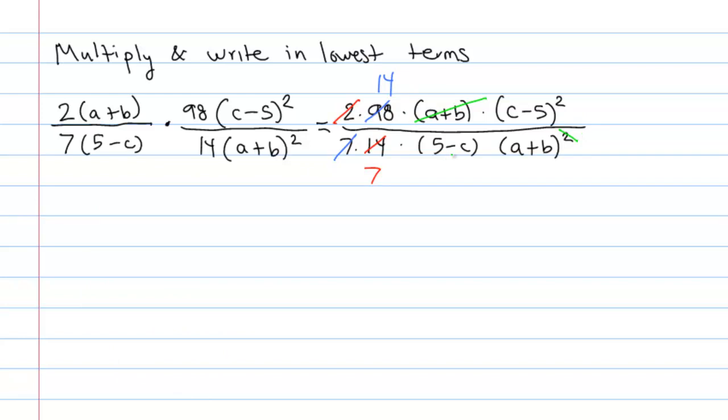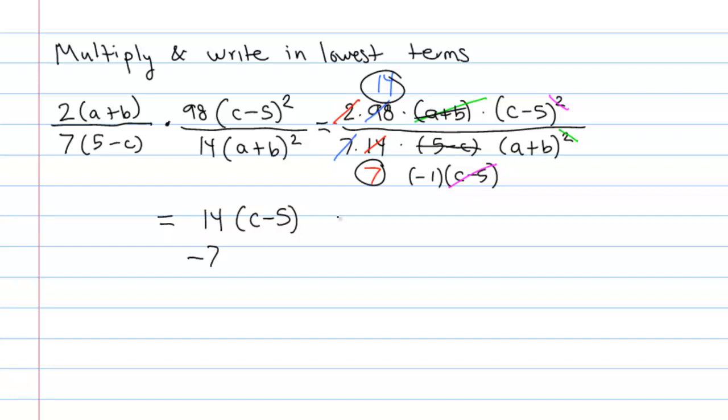Now, 5 minus c and c minus 5 aren't exactly the same thing, but I could rewrite 5 minus c as negative 1 times c minus 5. And then c minus 5 goes into c minus 5 squared once. So let me clean up what I've got. Across the top, I've got a 14, none of those, and a c minus 5. Across the bottom, I've got a 7, a negative 1, and an a plus b.